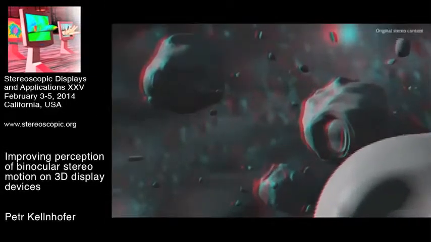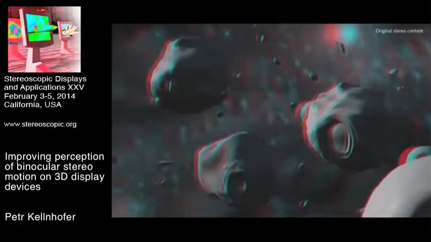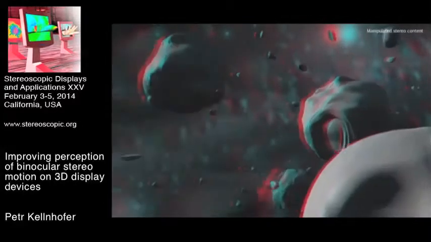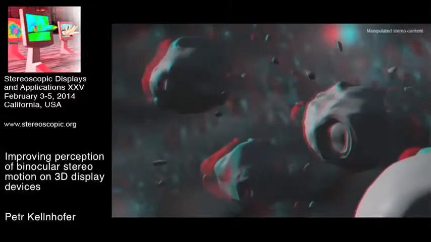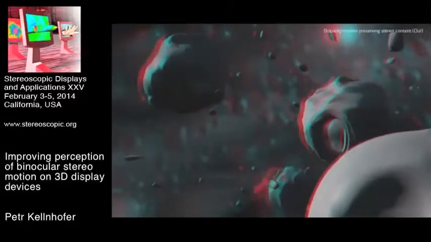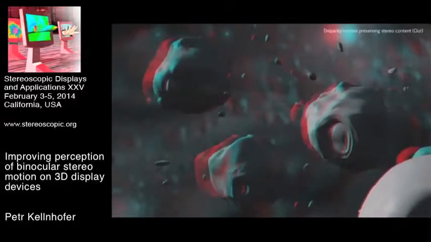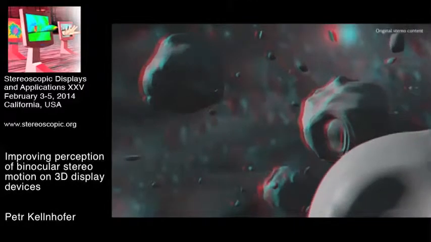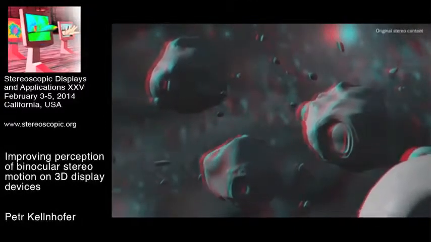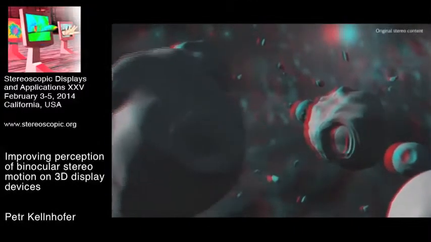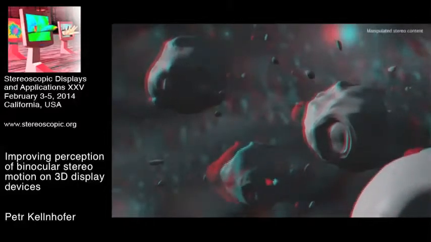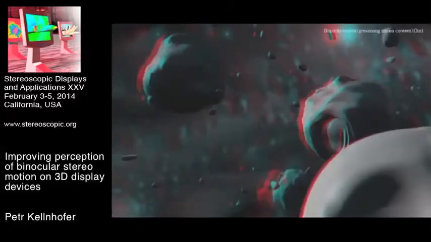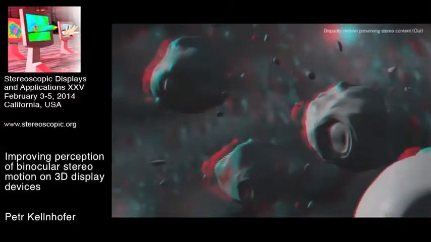So here I show this is the original stereo content without any manipulation. This is the stereo content manipulated by some operator. And this is the same content optimized to restore the original motion. You can play again. Okay. So again, this is the original stereo content. This is manipulated with distortion of motion. And this is restored by our optimization.